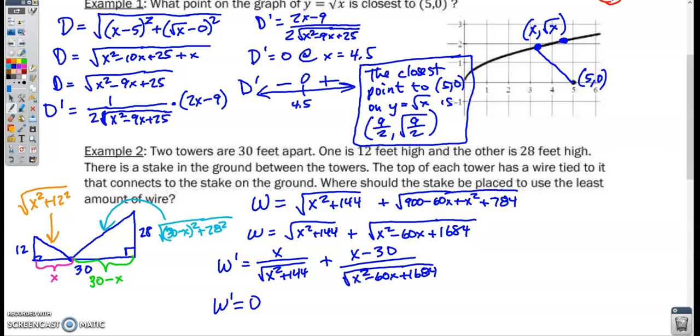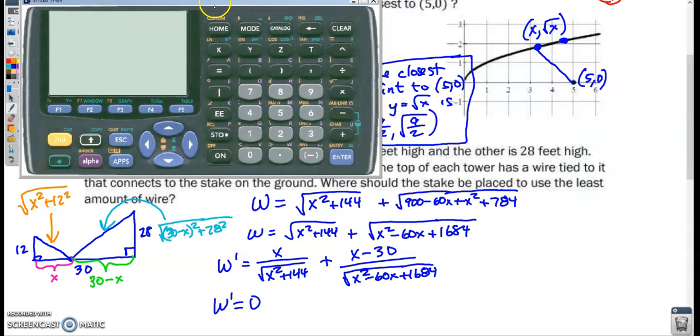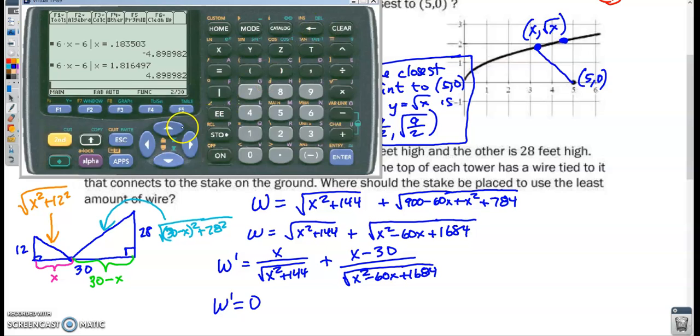And I'm going to go ahead and use my calculator to do this. I want to solve this equation. So I'm going to go ahead and graph this. x over the square root of x squared plus 144 plus quantity x minus 30 over square root of x squared minus 60x plus 1684. All right, there's our function.